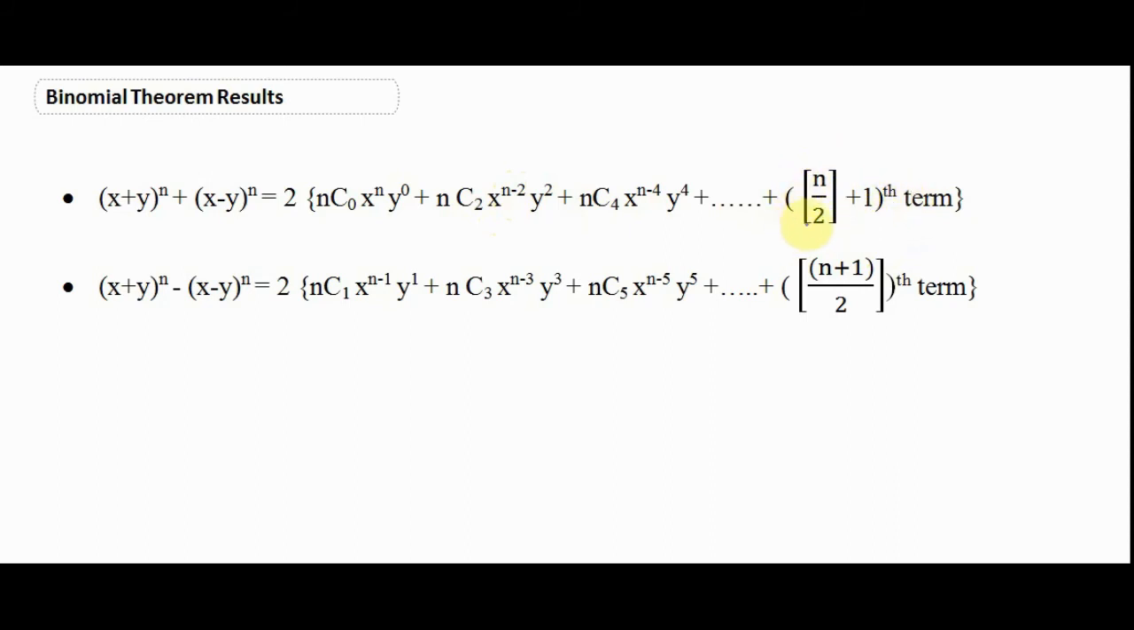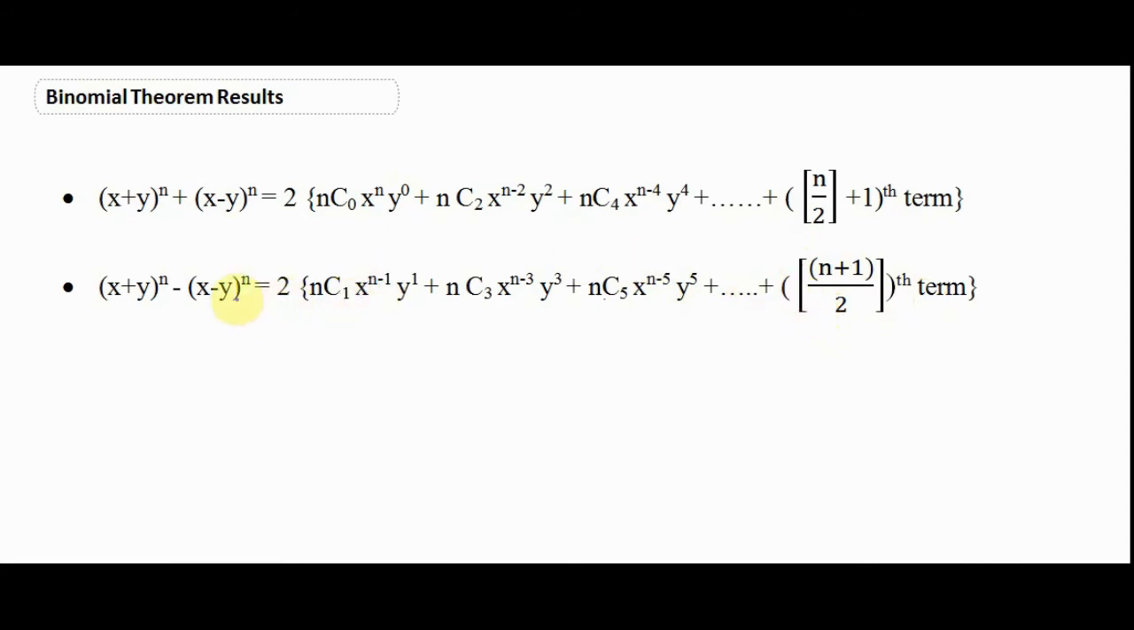So here this bracket represents the rounding function. Okay, now the second result says (x plus y) whole raised to n minus (x minus y) whole raised to n is equal to 2 into [nC1 x^(n-1) y^1 plus nC3 x^(n-3) y^3 plus nC5 x^(n-5) y^5 plus etc.], up to the (n plus 1) by 2th term. Okay, here also this represents the rounding function.